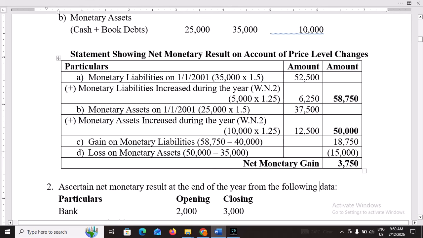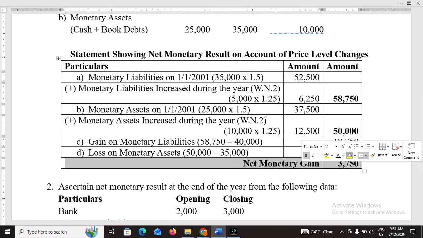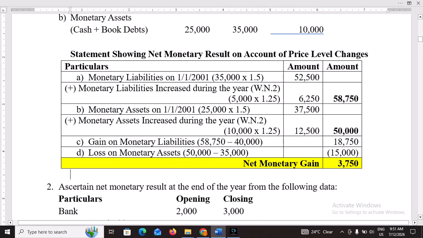Then simple: 18,750 minus 15,000 is positive 3,750. Positive 3,750 means a net monetary gain. Any doubt? This is the net monetary gain, the final solution of this problem. Assets positive means loss, liabilities positive means gain.